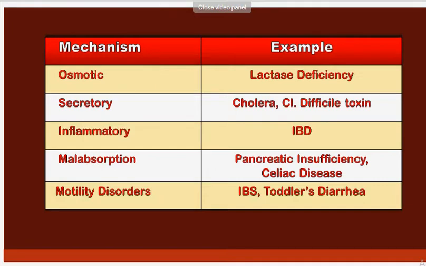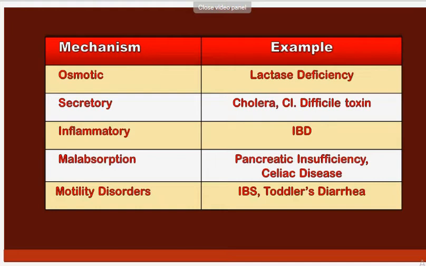The fourth mechanism is malabsorption. Malabsorption results from the osmotic or secretory mechanism. It may be both or it may be one of them. When there is a loss of part of the surface area in the bowel, like villus atrophy, in conditions such as pancreatic insufficiency or short bowel syndrome, there is decreased absorption of the nutrients, which leads to malabsorption. An example also is celiac disease. There is villus atrophy, so there is no absorption of the nutrients.